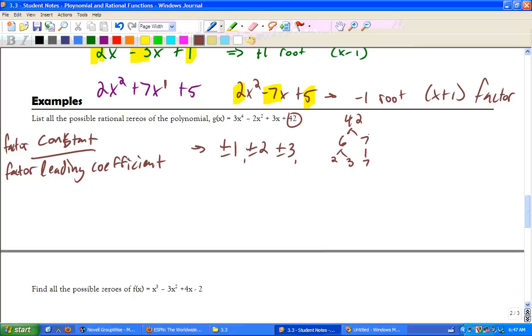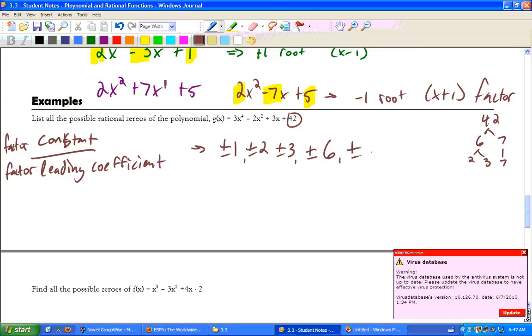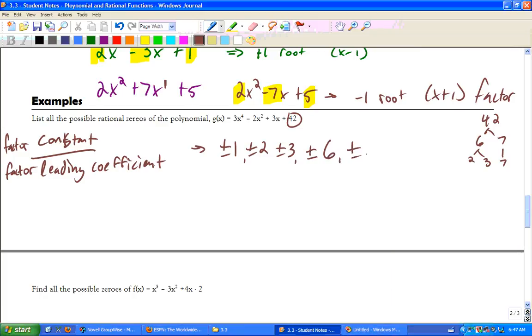Positive and negative 6. Positive or negative 7. Positive or negative, let's see, we've already used this 3, so that would be 14. Positive or negative 21. Positive or negative 42.